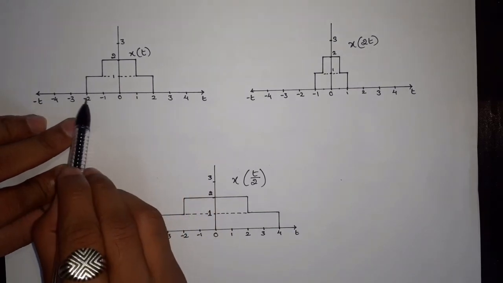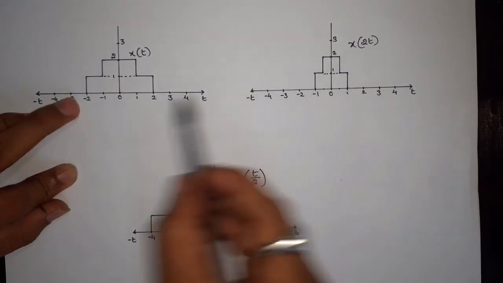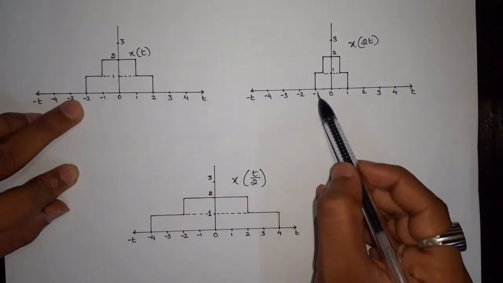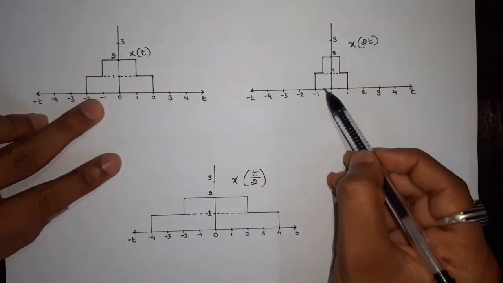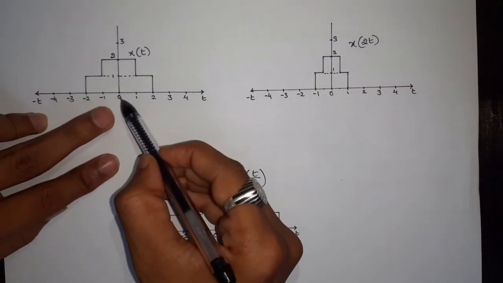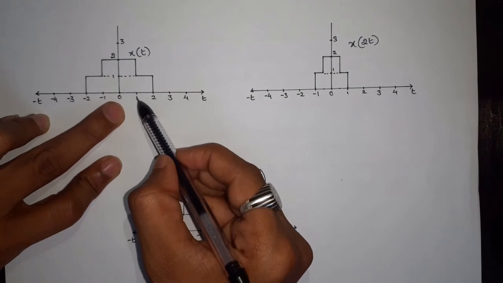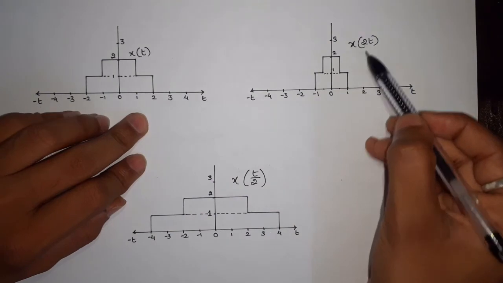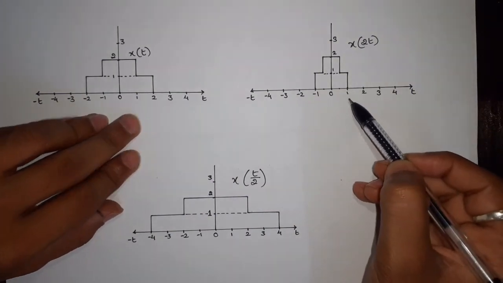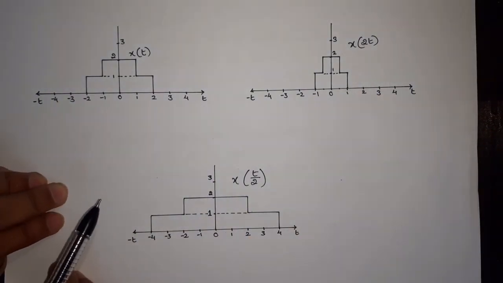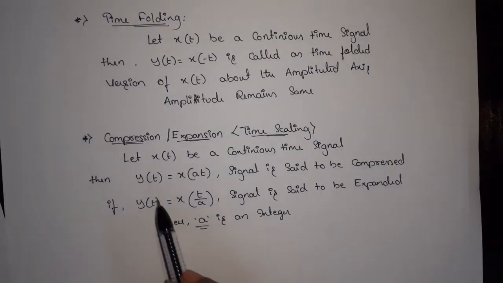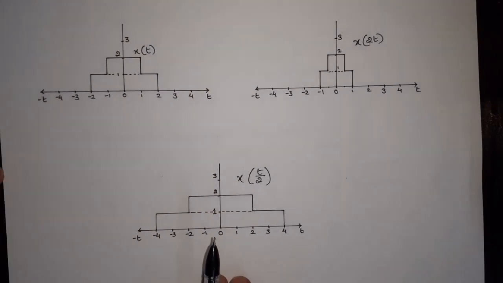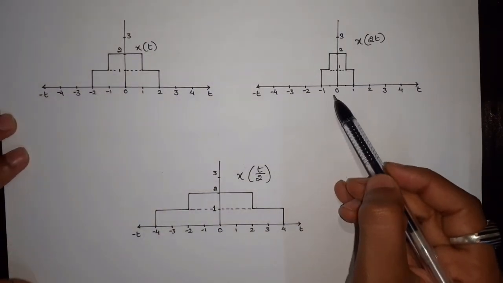-2 divided by 2 is -1, -1 by 2 is -1/2, 0 by 2 is 0, +1 by 2 is +1/2, and +2 divided by 2 is +1. As we said, for x of a t, the signal is compressed. This is the compressed version.